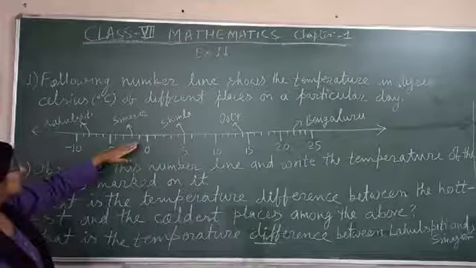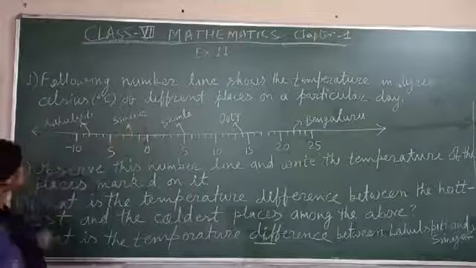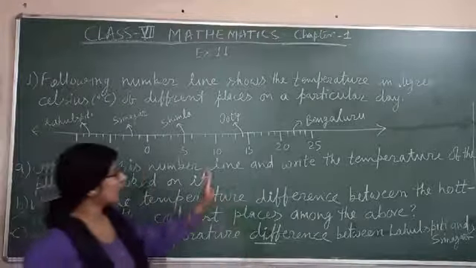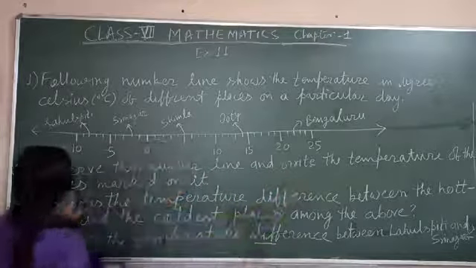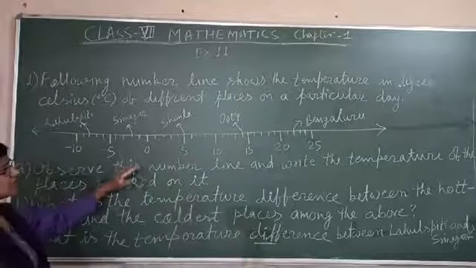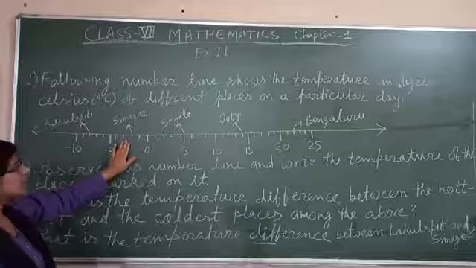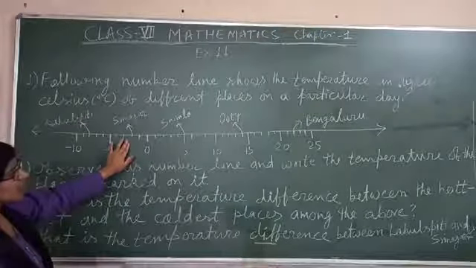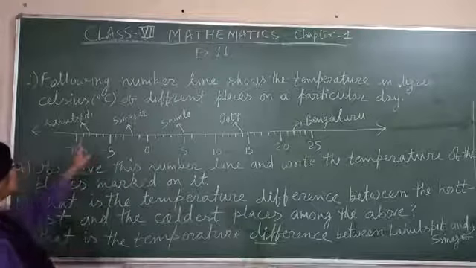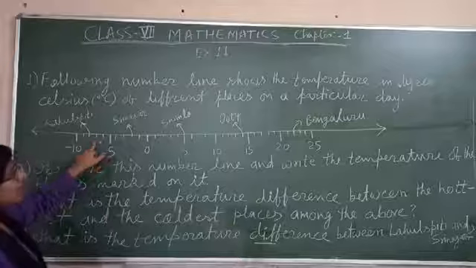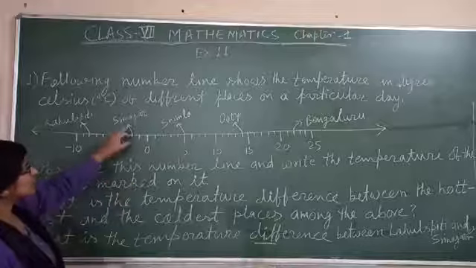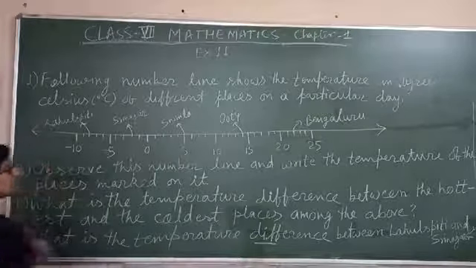Okay, a number line and particular cities are given to you. Now the first question is, observe this number line and write the temperature of the places marked on it. Observe this number line, you have to look at this number line properly, and write the temperature of places marked on it. You have to write the temperature of these places.